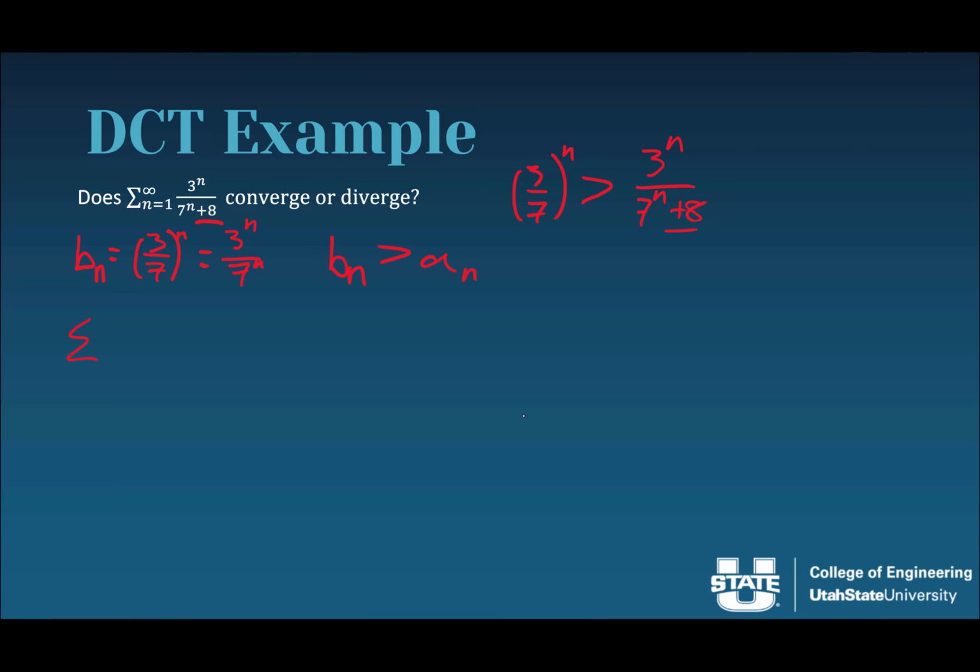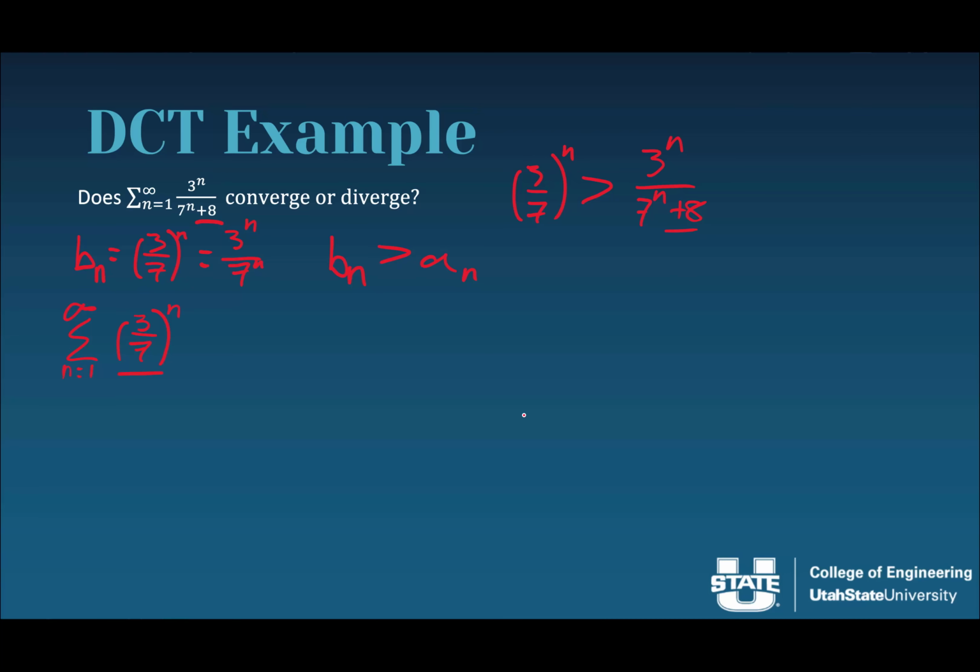So now I need to prove if b sub n converges or diverges, right? So I'm going to take the sum of 3/7 to the n from n equals 1 to infinity, right? And I need to prove if that converges or diverges. What test do you guys think I should use to prove the convergence of that series?